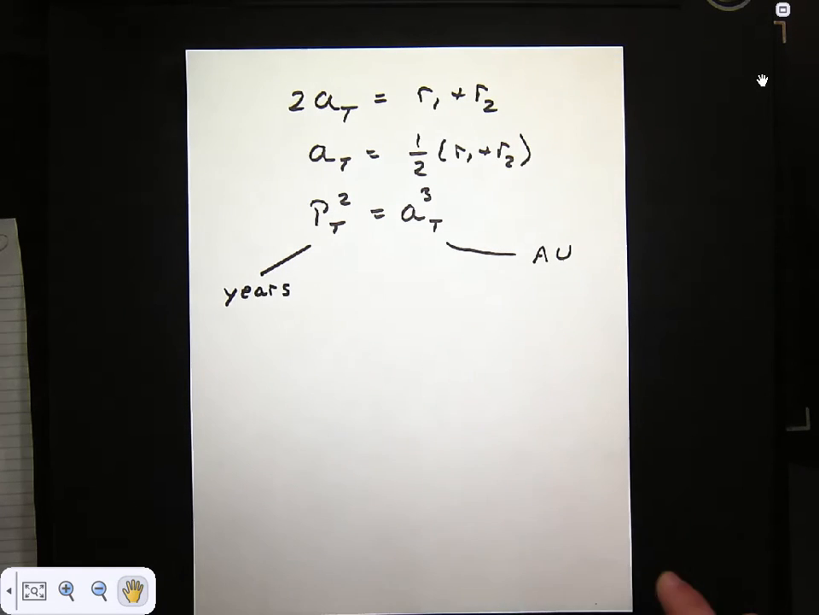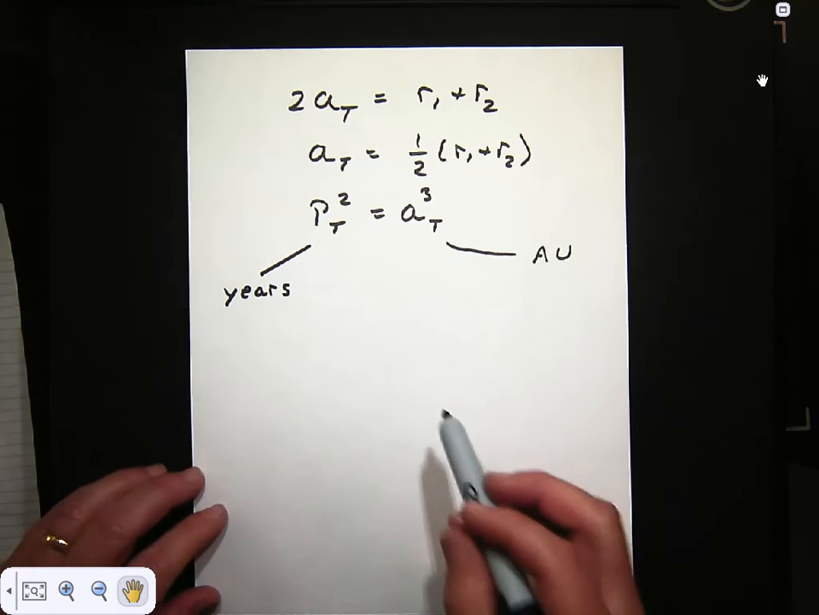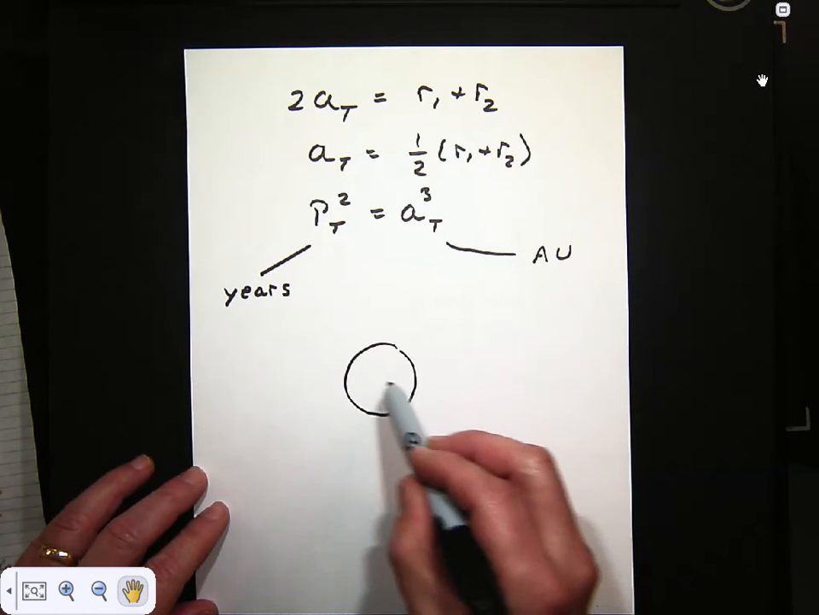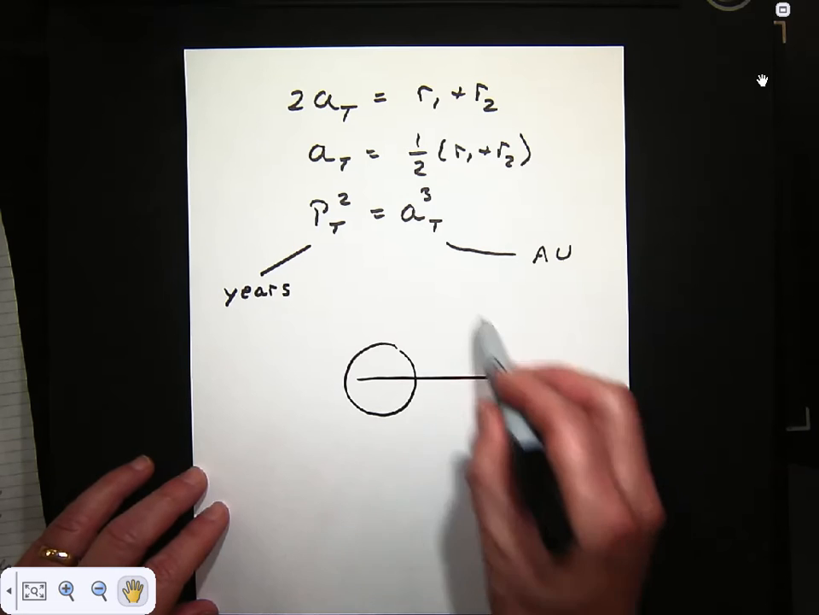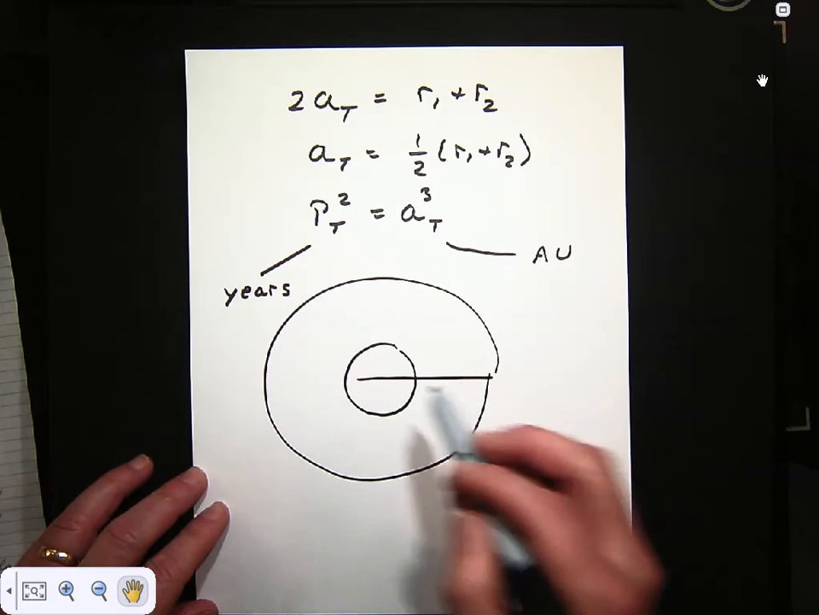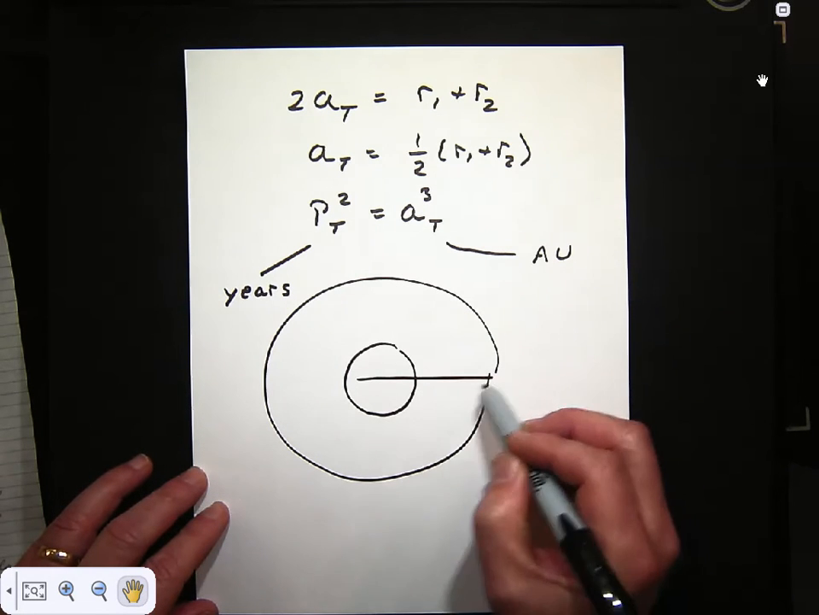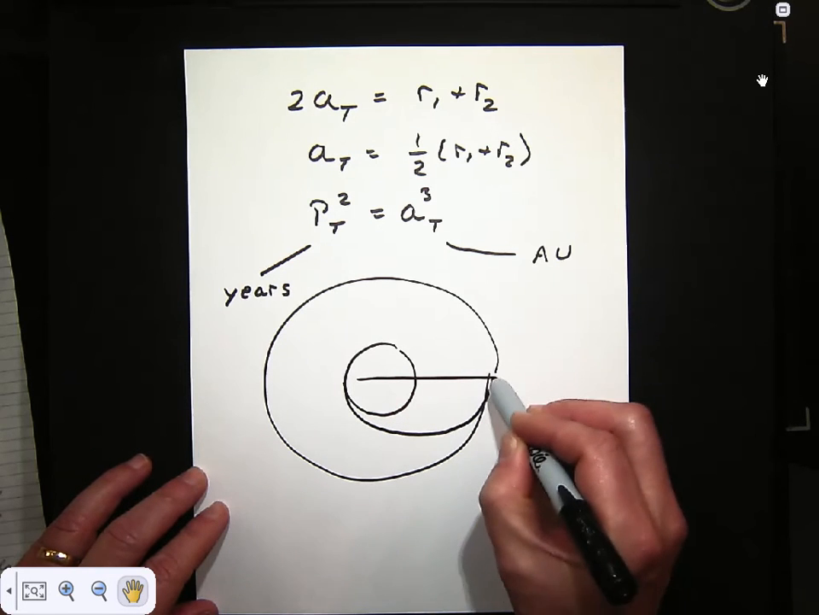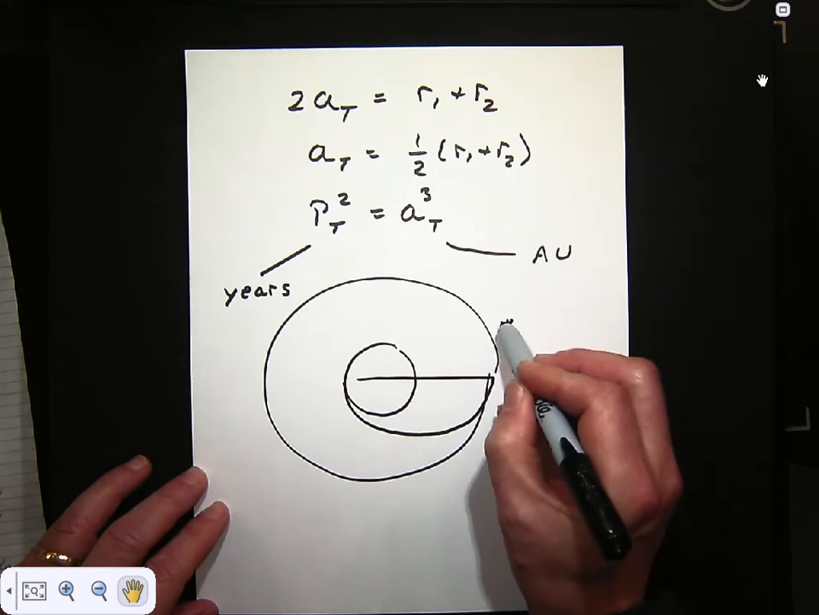So we're going to do an example here, but I just want to make one quick comment. Let me draw that picture again. One of the challenges with transfer orbits is that we're dealing with moving targets. Okay, so maybe this is the ellipse from the inner to the outer.